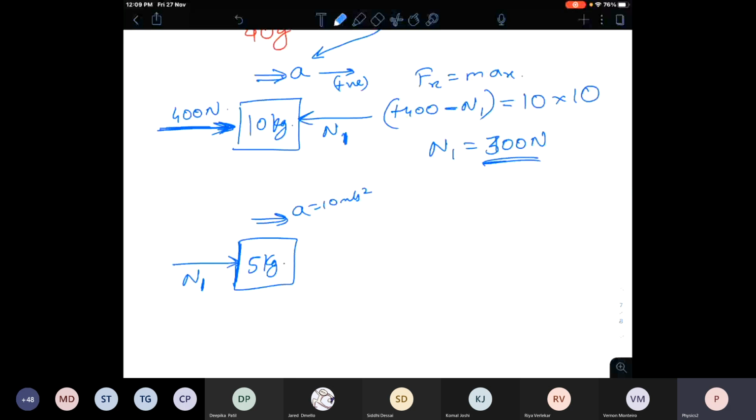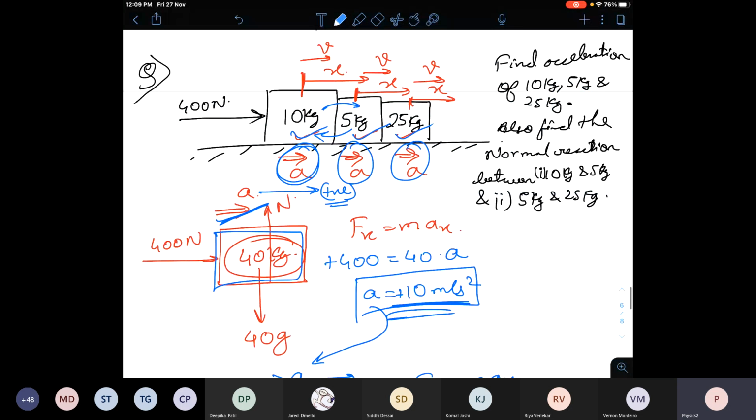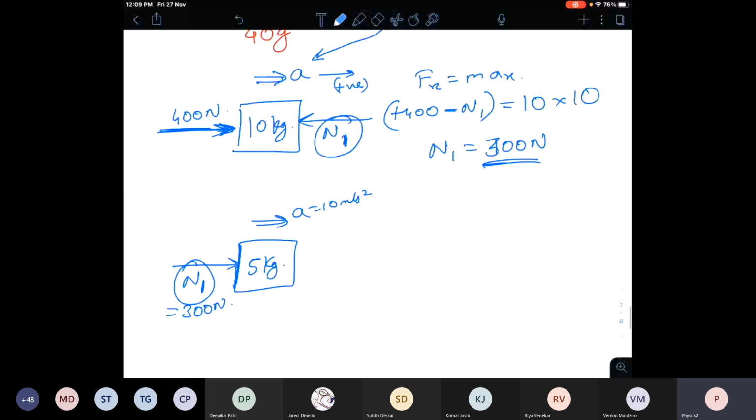So when we are studying the 5 kg block, N1 behaves like the action, in the opposite direction with the same magnitude. So its magnitude will be 300 Newton. Again, the 5 kg block will be applying a force on the 25 kg block. So the 25 kg block will create a normal reaction in the opposite direction. Or simply you can write that the normal force will be directed towards the object, that is, in this direction, N3.